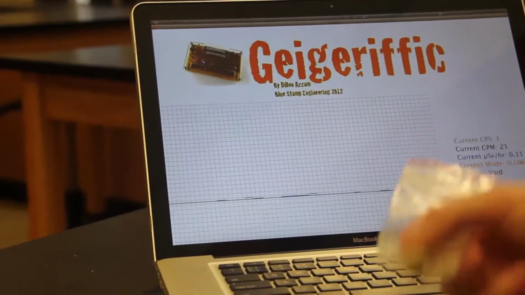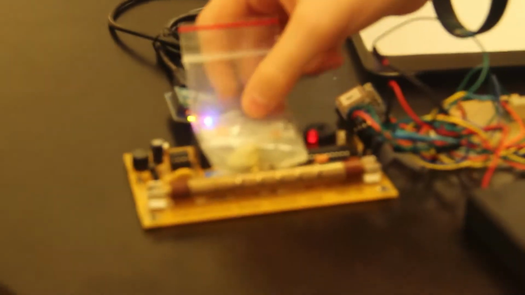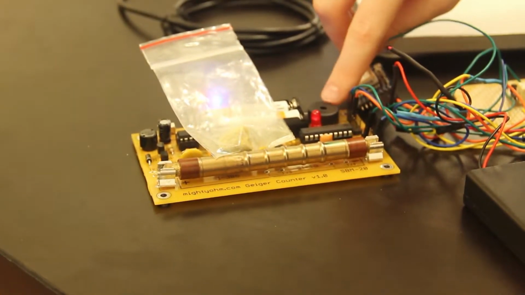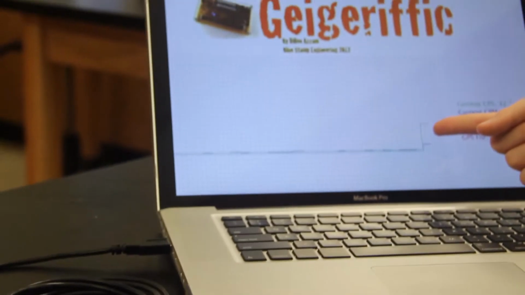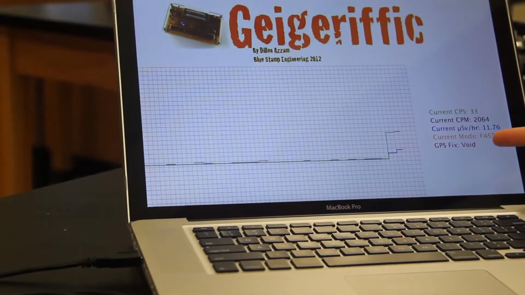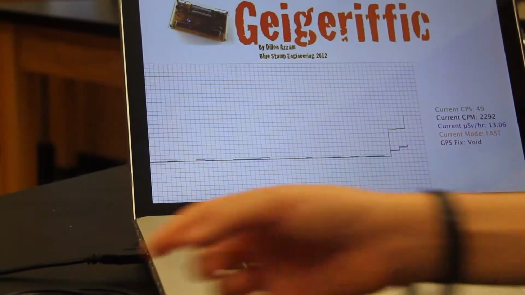So if I hold the sample of carbonite up to the tube, it blinks rapidly and beeps, and you can see the graph goes up quite sharply, and all the live data is output here.